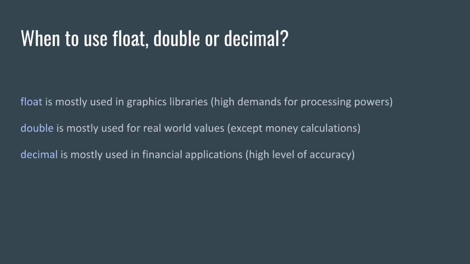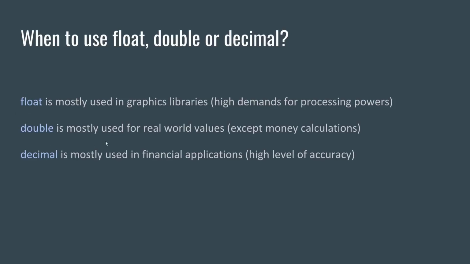All right, so when would you use float, double, or decimals? Float is mostly used in graphics libraries where you have a high demand for processing power. So let's say you're developing a game, then you would most of the time use floating point numbers because the precision is not as important as the performance. And using bigger data types will reduce the performance. So there's a lot more to calculate, it takes longer, and that will kill your performance. That's why in video games, float is a very important data type. When you create video games with, for example, Unity or Unreal Engine, then float is the type to go.